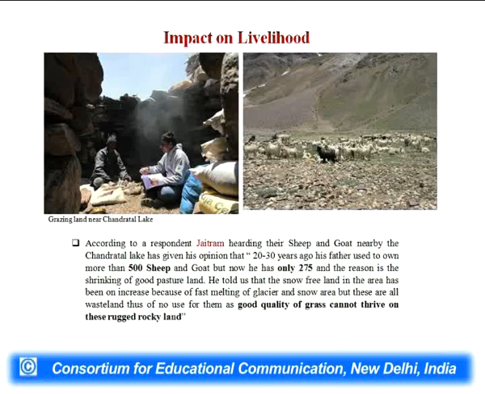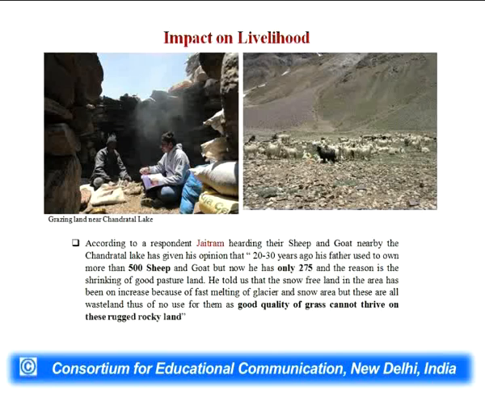According to a respondent in Jayatram, herding sheep and goat nearby the Chandratal lake, 20-30 years ago his father used to own more than 500 sheep and goat, but now he has only 275, and the reason is the shrinking of good pasture land. He told us that the snow free land in the area has been on the increase because of fast melting of glacier and snow area, but these are all wasteland, thus no use for them, as good quality grass cannot thrive on these rugged rocky lands.